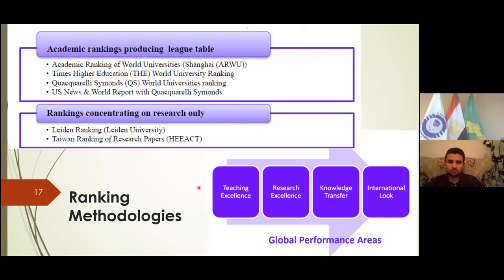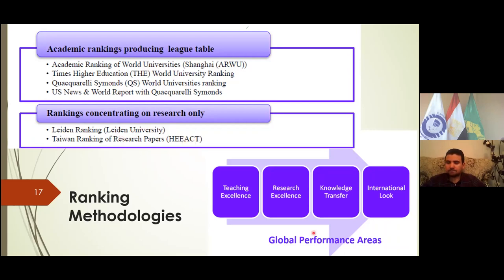And here we are talking about the methodologies. There are different ranking methodologies or institutes. First, the most famous academic rankings, producing league tables: Shanghai, Times Higher Education, QS, and US News. These four are the most famous in the world. Another two are famous, but they concentrate only on research, while the first four look at the whole university, like research, teaching, society, and so on. These two, limited to research, are Leiden and Gini-HEACT.